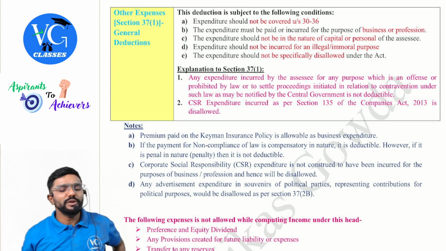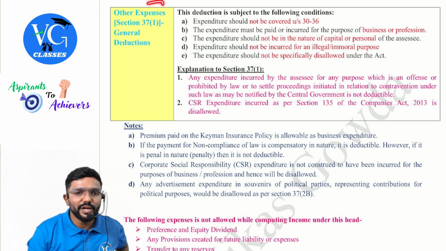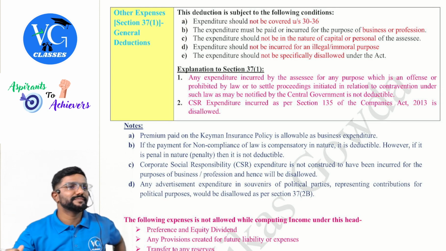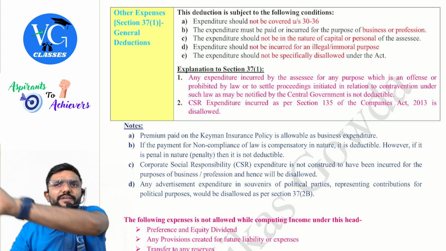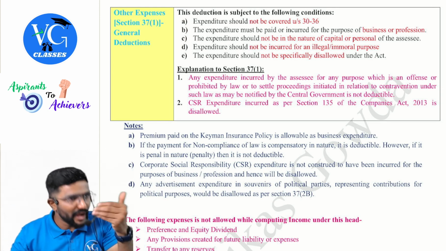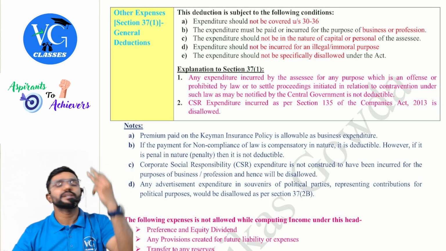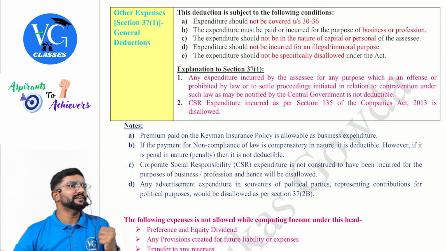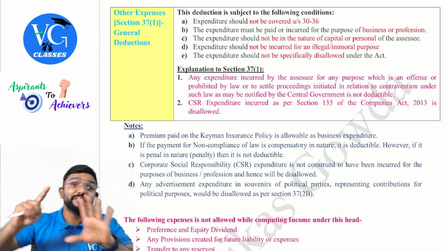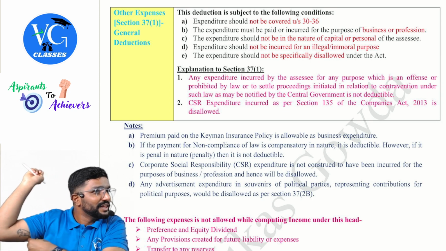No. They told in section 37, we are allowing anything which is not allowed above. From section 30 to 36, if you have not claimed anything, but you have that expenditure, if it is incurred for business purpose, not personal in nature, not immoral, not illegal, it is allowed here. And if it is not disallowed later, all this you have to take care.